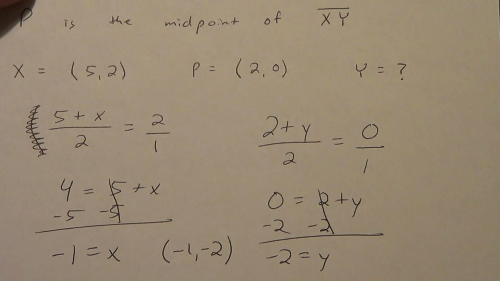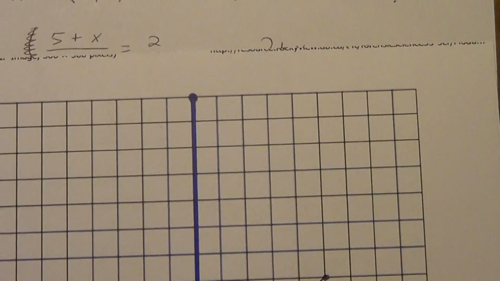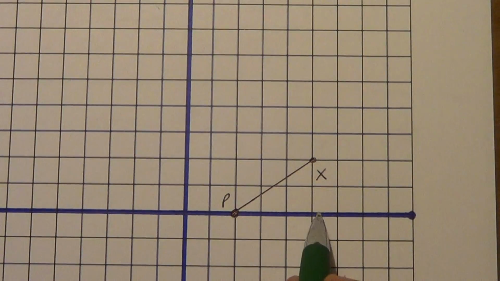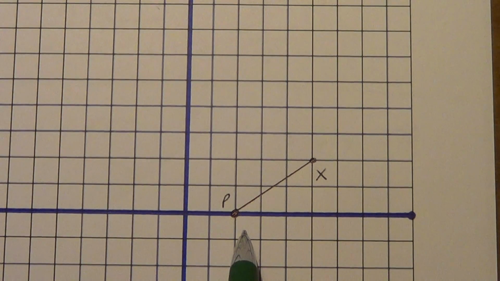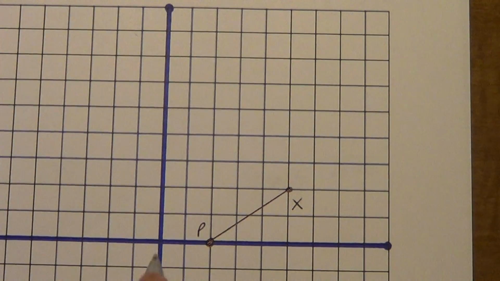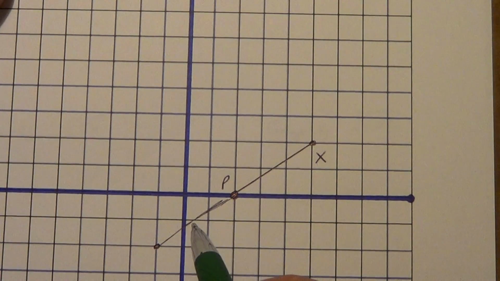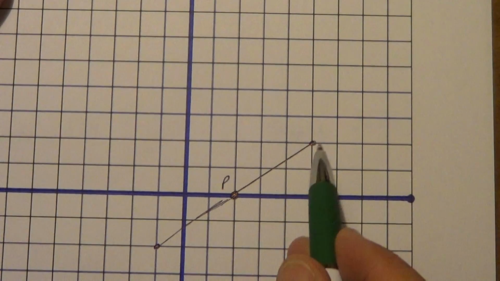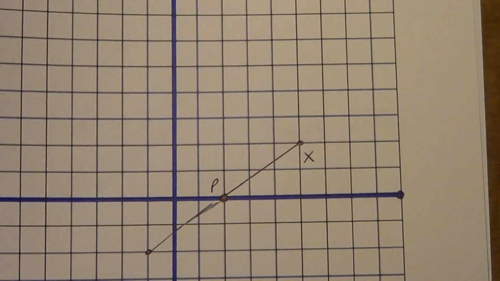I have this one for us to look at on a graph as well. All right, so here it is. My x value, remember, was 5, 2. P was 2, 0. And I think my answer is negative 1, negative 2. So I'm going to go negative 1, negative 2. I'm going to put a dot. And I'm going to connect this. Does that look congruent to this section, and are they in a nice straight line? Yes? Good. Then our answer looks correct.